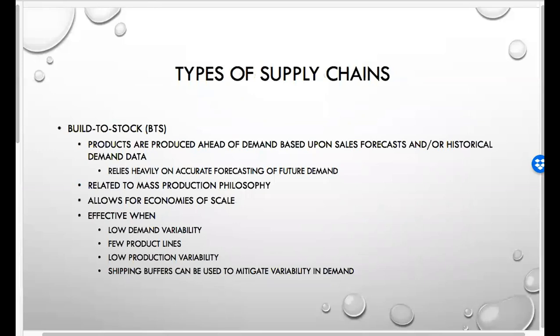So the first type of supply chain we have is a build-to-stock supply chain. It's very simple. Build-to-stock supply chains operate by creating products ahead of a forecasted demand. These demands are based upon sales forecasts and or historical demand data. It really hinges on forecasting of future demand. That's very important to remember.